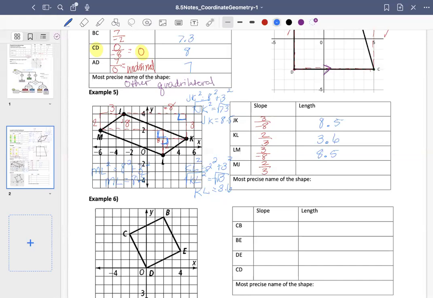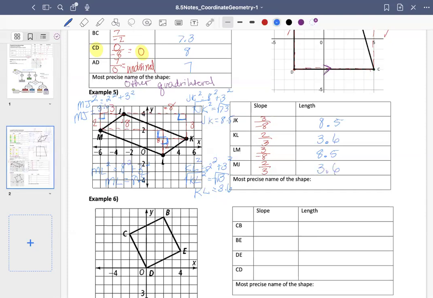And then we're going to finish with MJ. MJ squared, because we have that right triangle, is equal to 2 squared plus 3 squared. And again, I already found how 2 squared plus 3 squared simplifies when I was solving for KL. So I know that MJ is also going to be the same number, so 3.6.